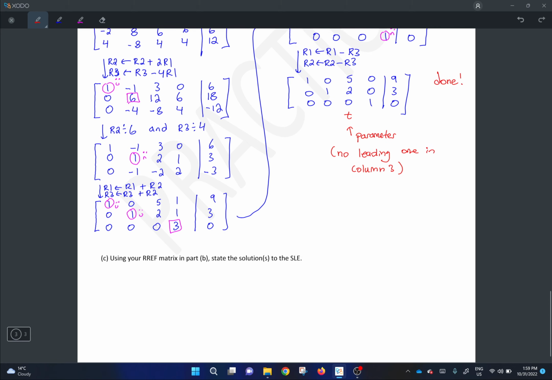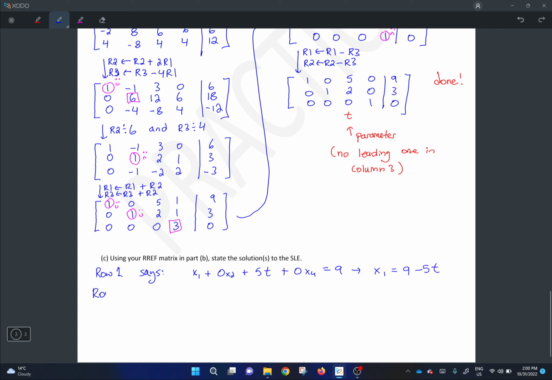Part C, using your matrix in part B, state the solutions to the system of linear equations. Now, here we go. Row 1 says x1 plus 0x2 plus 5x3. We said that that's the parameter column, so 5t, plus 0x4 equals 9. So x1 is equal to 9 minus 5t.